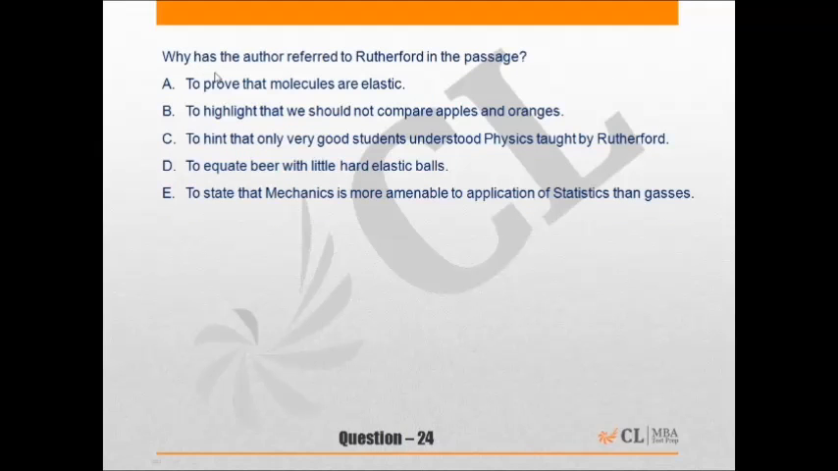The next question is, why has the author referred to Rutherford in the passage? As we've seen, he draws this analogy of Rutherford's experiment having no effect on the mechanics of gases to suggest that similarly the quality of psychophysical goods has nothing to do with the effort taken by the company or the money spent by the company on advertising its products. So the answer to this question is option B, to highlight that we should not compare apples and oranges.